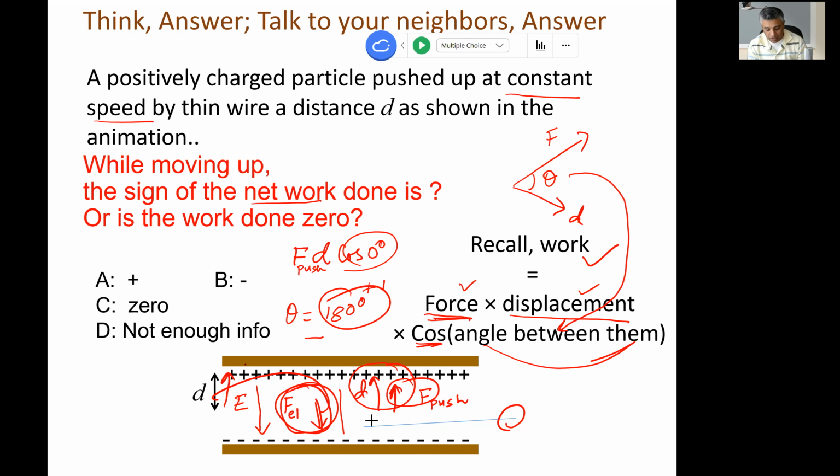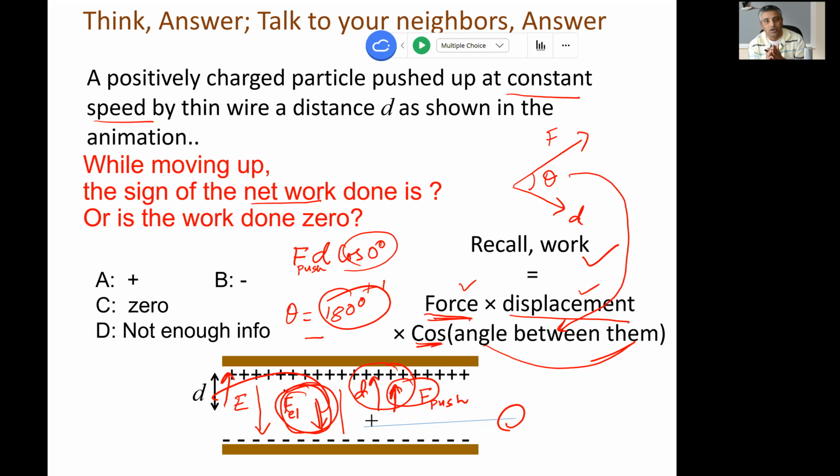So that means work done by electric force is negative in this case, and work done by push force is positive, because displacement is up, let's say, based on this drawing, and push force is also up. So the angle between them is 0. Okay, and so that means push force is doing positive work, electric force is doing a negative work.